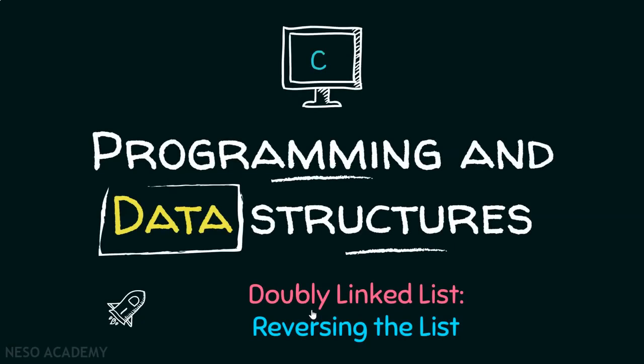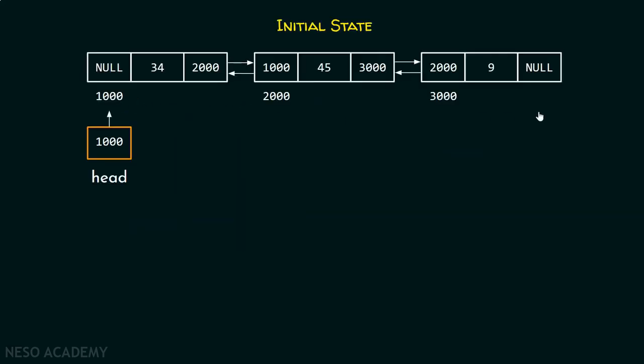In this presentation, we will learn how to reverse the complete doubly linked list. So let's get started. Suppose this is the initial state of the doubly linked list. Currently, these are the elements of these nodes. Head pointer is pointing to the first node.